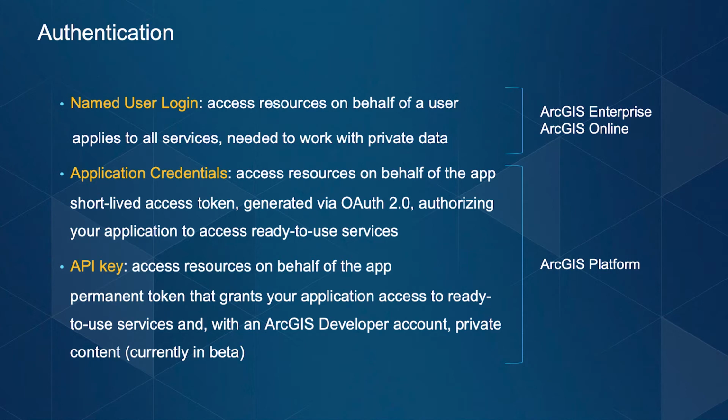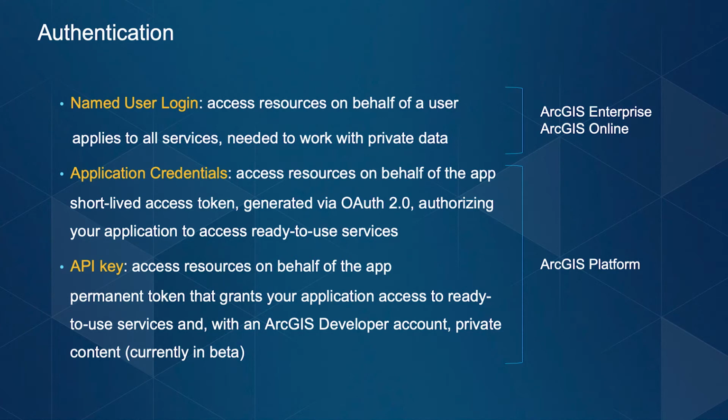Released earlier this year are also now API keys. This provides access to resources on behalf of your app as well. It's a permanent token that grants your application access to ready-to-use services and, with a developer account, private content. And the access to private content is currently in beta. So with ArcGIS Platform, your application is authenticating to access these ready-to-use location services, and you can leverage those application credentials or API keys. Whereas with ArcGIS Enterprise and ArcGIS Online, you're leveraging that named user login.